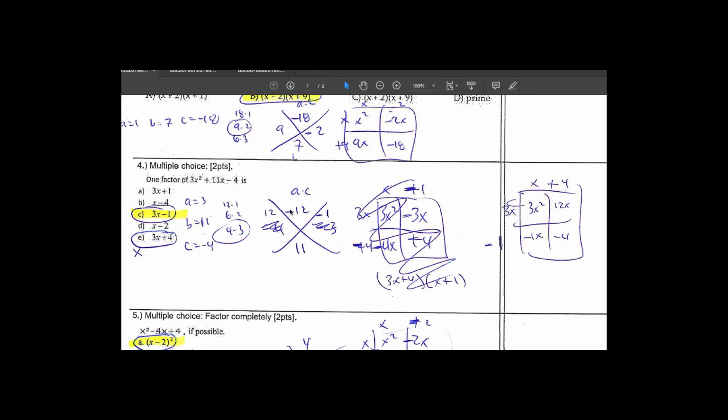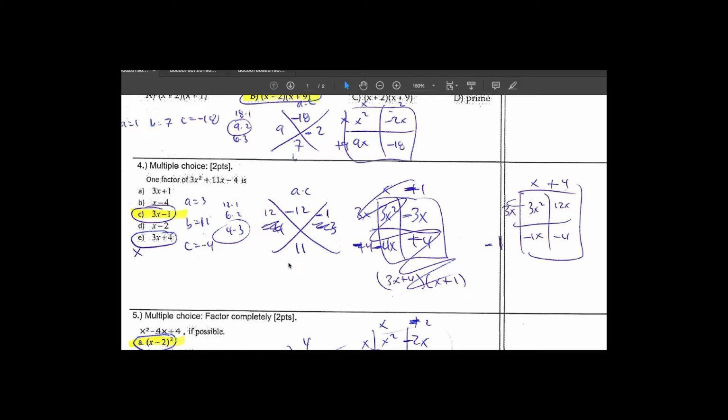You're going to take A times C. So 3 times -4 gives me -12. And then down here, you're going to put your B value. For me, it helps to write out all the factors of 12. So 12 times 1, 6 times 2, 4 times 3. And then I need to pick 2 numbers that will multiply to be -12 and add to be 11.